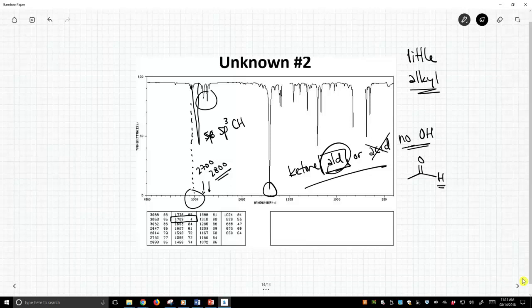But this is almost certainly an aldehyde based on the strong peak at around 1720-ish. It's a little lower, 1709. And we do have these peaks in the 2700-2800 region, and that indicates an aldehyde. Again, we can't identify exactly which aldehyde. We can just say that our molecule contains an aldehyde. And that's the type of information that you get from an IR spectrum.